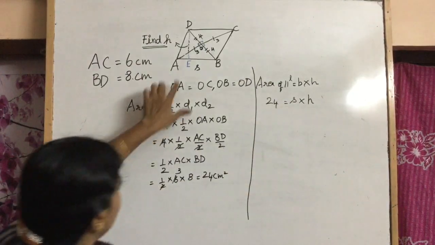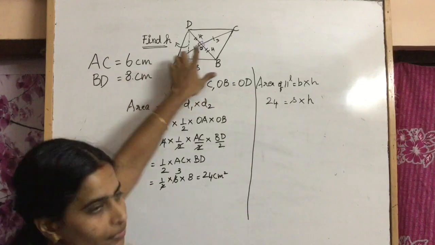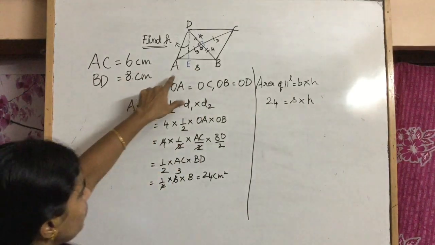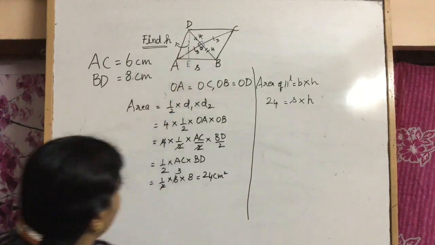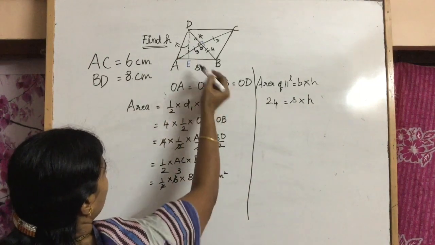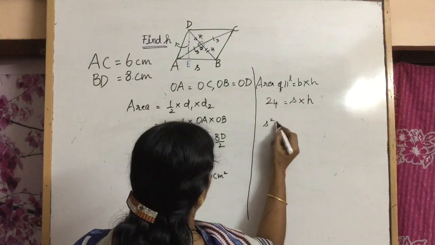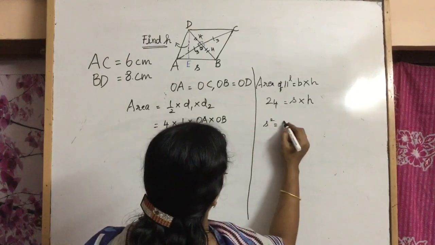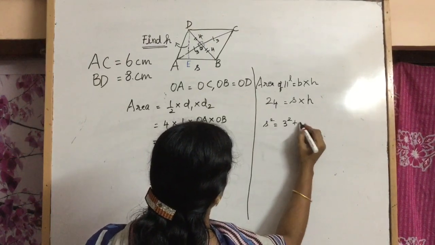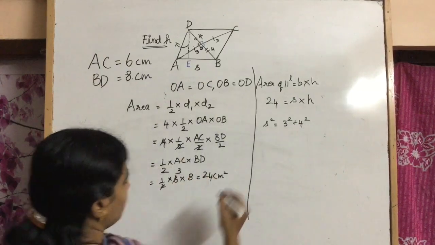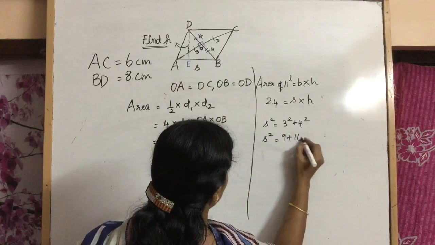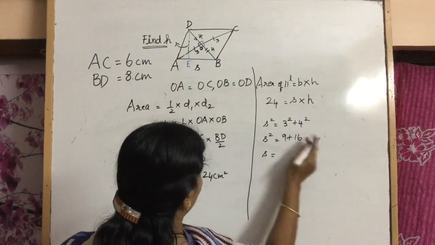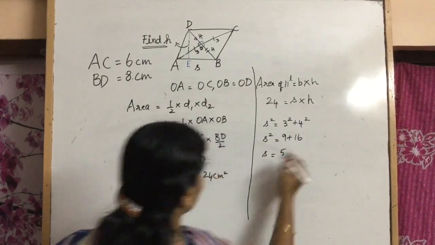So how do we find the side? We have already dealt with the Pythagoras theorem in our previous video. So this is a right angle triangle and this is the hypotenuse. So S square will be equal to 3 square plus 4 square according to Pythagoras theorem. So S square will be equal to 9 plus 16. So S will be equal to the square root of the sum, that is equal to 5.